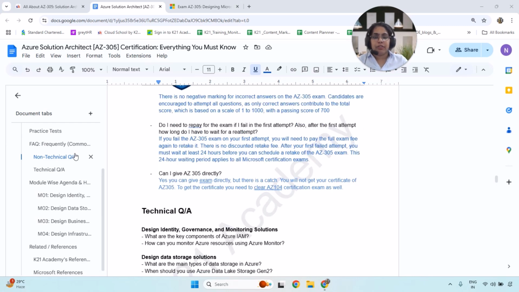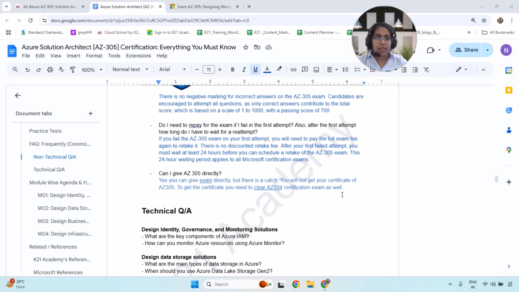So if you want to appear for the exam, you can, but it won't provide you any certificate in that case. If you have not cleared your AZ-104, or if your AZ-104 certification is not valid, then you won't get the certificate for clearing this AZ-305 exam. That's the catch. So these were all the non-technical Q&A we had.